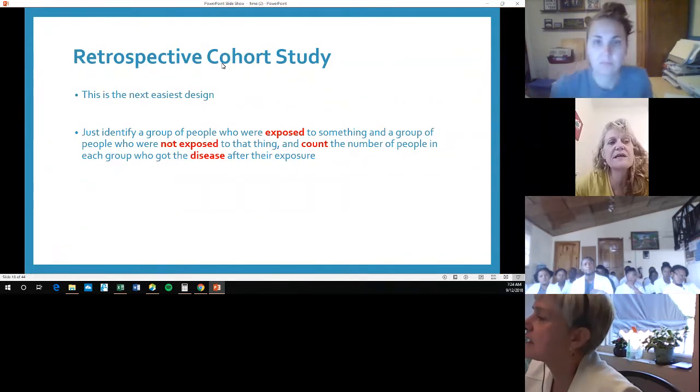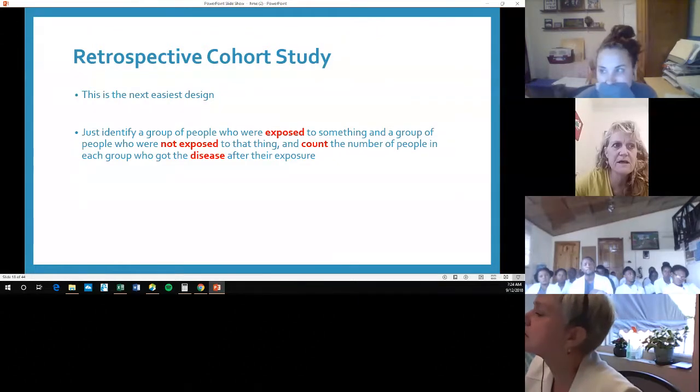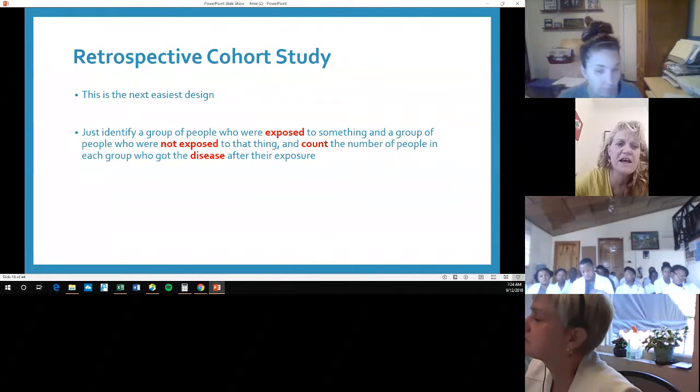In this study design, you identify a group of people who were exposed to something, a group of people who were not exposed to that thing, and then count the number of people in each group who got the disease after their exposure.